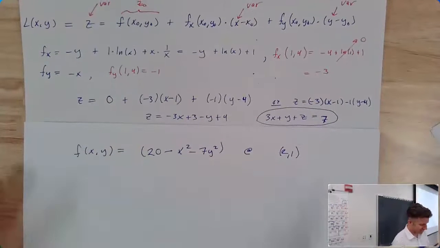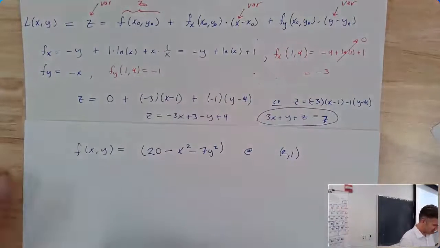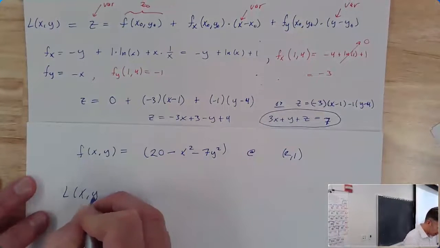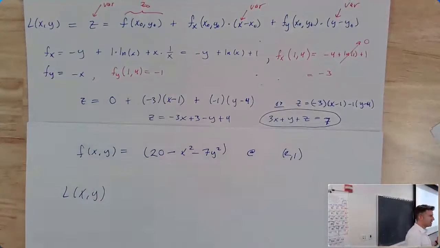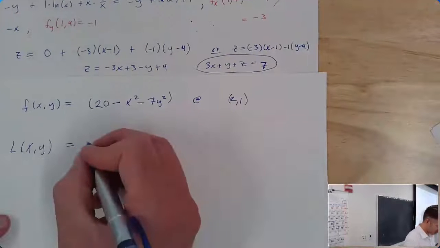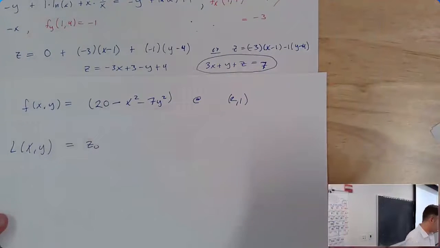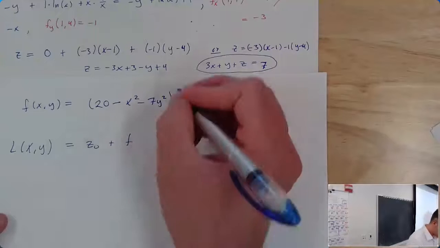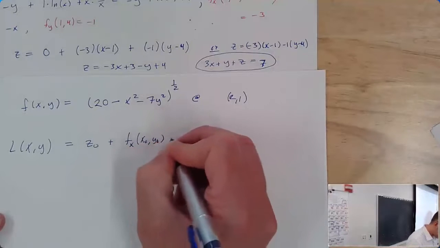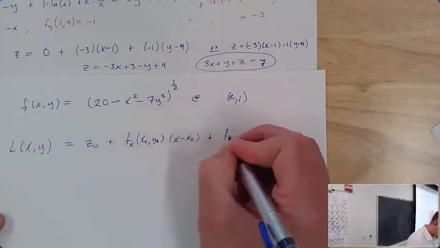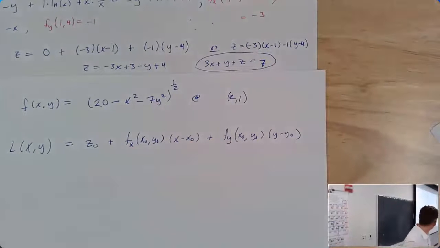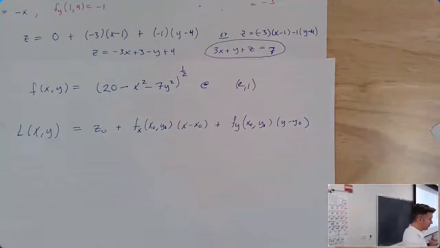So when I see this, I should just say, oh, well, I'm doing the same thing. I'm going to say that my linear approximation, which I'll probably use the notation L of XY instead of Z here because that's more indicative of the linear approximation, even though it's the same, is going to be same as before. Z naught for f of x naught y naught plus the partial, oops, there's a 1/2 power there, sorry. The partial with respect to x at your point times x minus x naught plus your partial with respect to y at your point times y minus y naught.